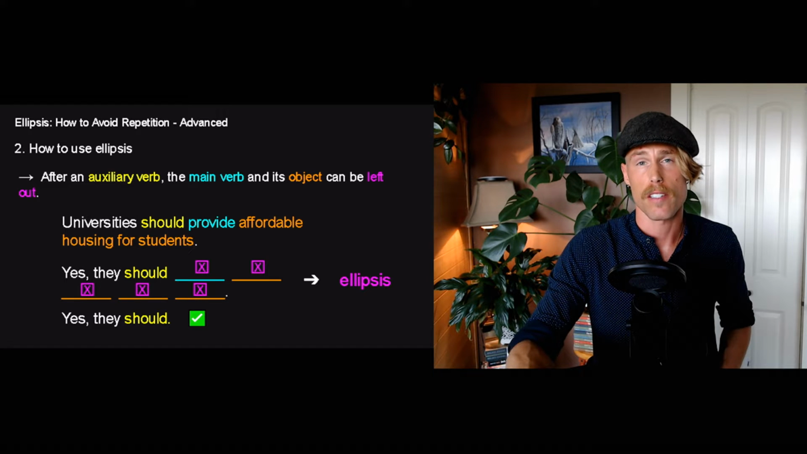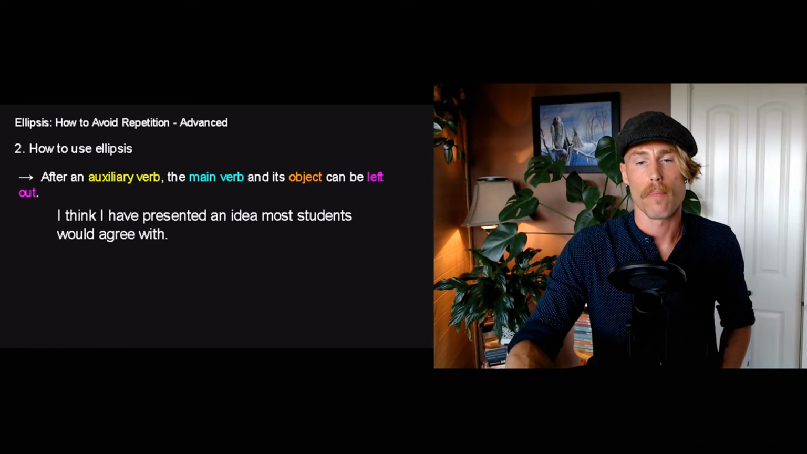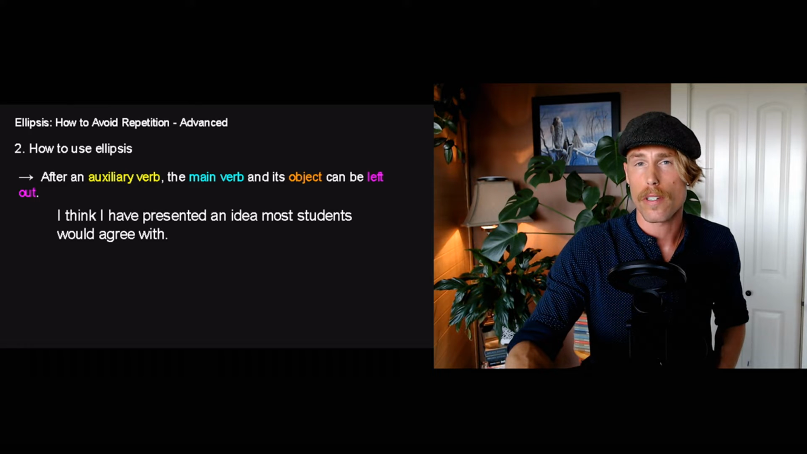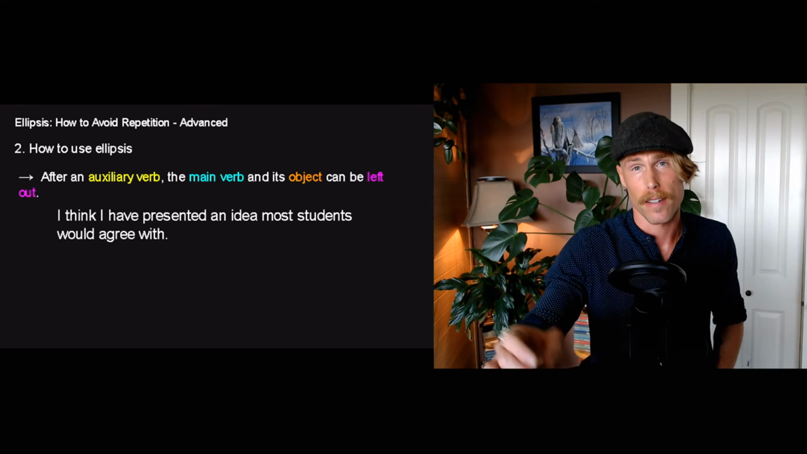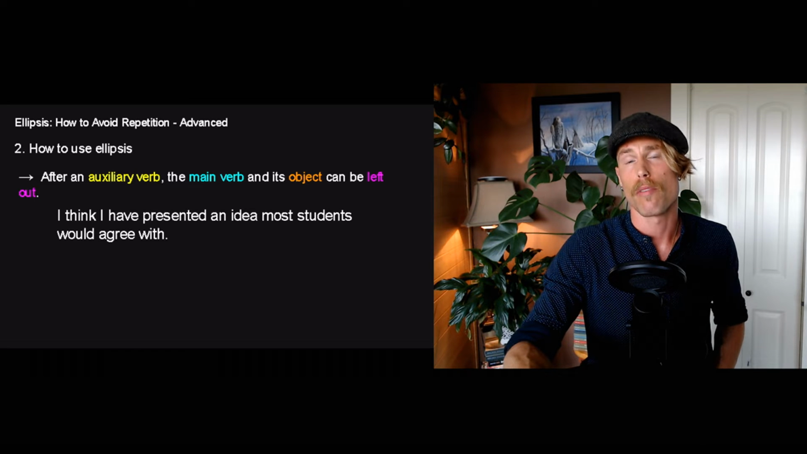Boom. Yes, they should. Another one. I think I have presented an idea most students would agree with. Okay, what is the idea? Well, I'm not repeating the previous statement, which is that universities should provide affordable housing for students.